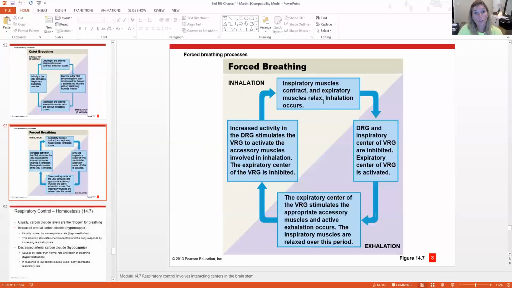But during forced breathing, say you're taking deep breaths or you're exercising, increased activity of the DRG is going to say, whoa, we have more than we can handle here. We need the VRG to activate some of our accessory muscles. So the VRG is going to be activated. All of our inspiratory muscles are going to jump on board. And then our DRG and inspiratory center, the VRG, are inhibited, and expiratory centers are activated, and then we exhale.